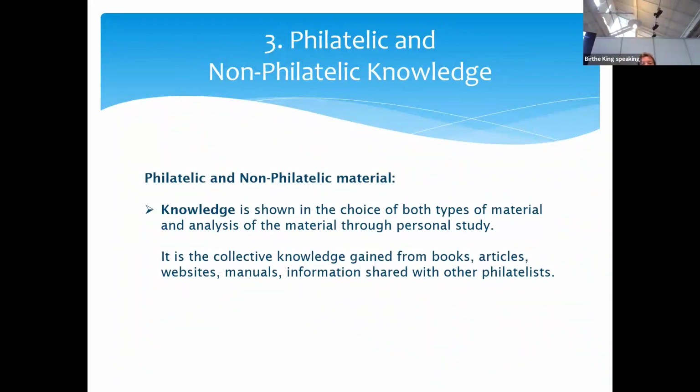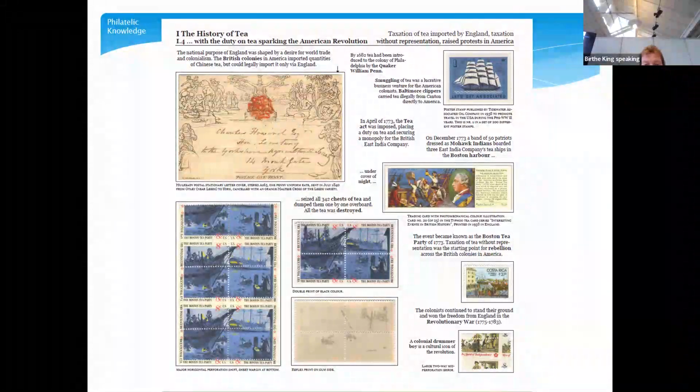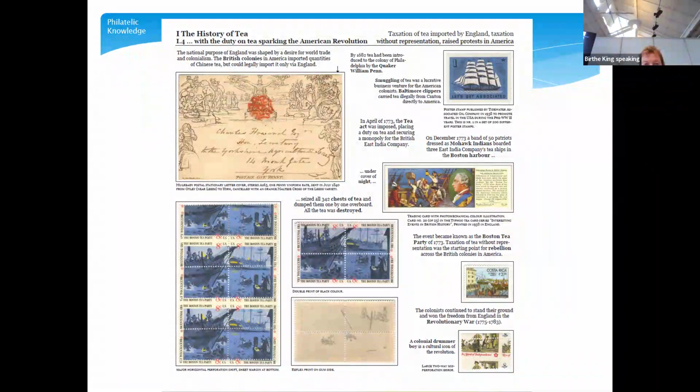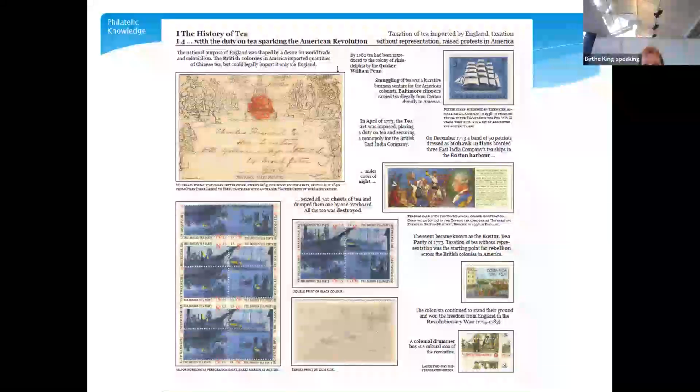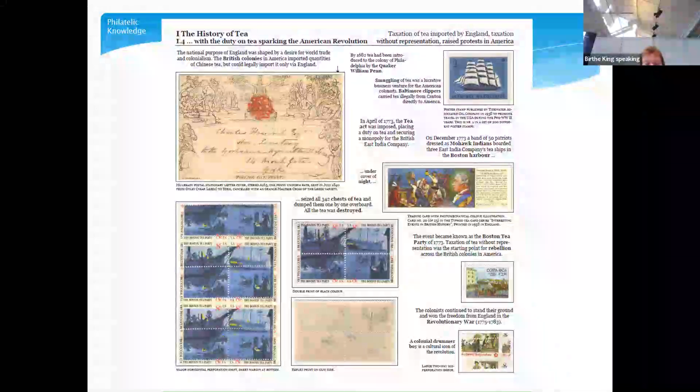Here we are. And knowledge is shown in the choice of both types of material. It's a collective knowledge, as I said, that you have gained through all the things you have read about your topic. And here is an example of that. And if you look at this, you can see here you've got some very interesting philatelic items. There's the Mulready cover, and then you have got a little study at the bottom left of the development of that, the production of that stamp. Next.